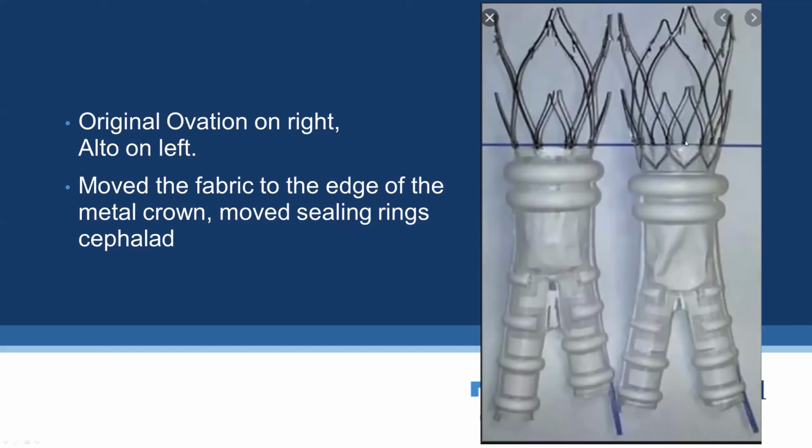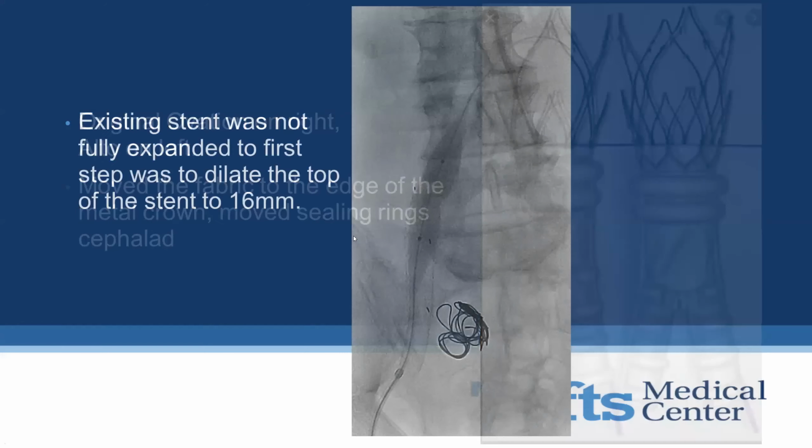This is the original device, and you can see that the fabric extended up here above the sealing rings and into the metal crown. This is the new device, which has the fabric end right at the bottom of the crown, and the sealing rings have been moved up. Another key difference between these devices is when they made this change, this does not open by itself anymore. This device actually has an intrinsic balloon that's used to expand the bottom of the crown to seat it.